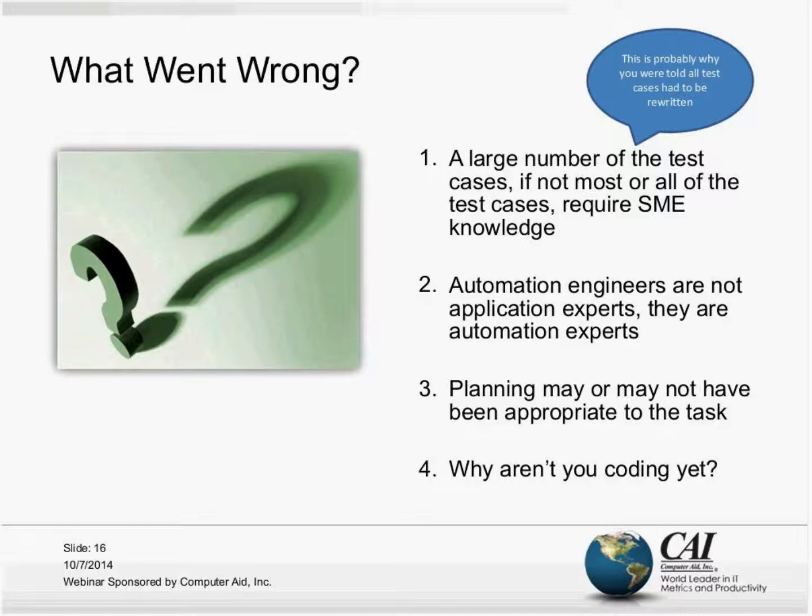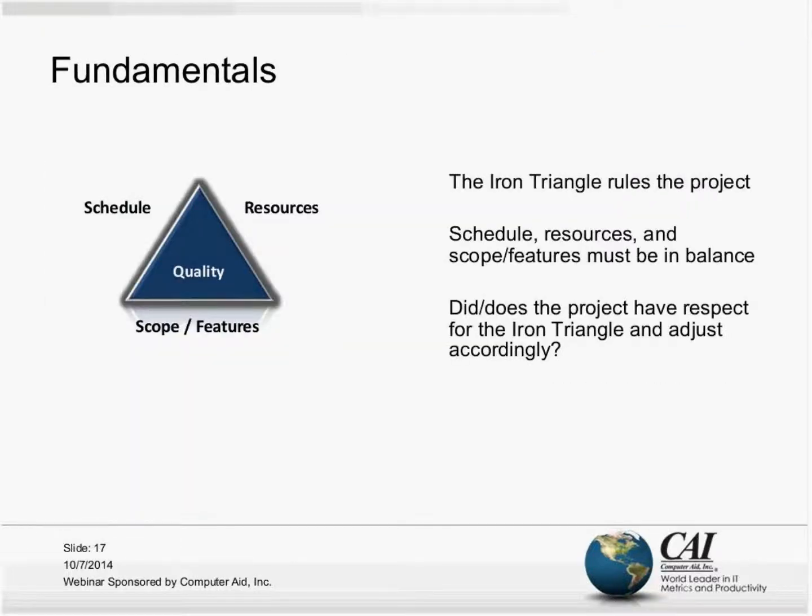So when I said simplicity is the essence of genius, the fundamentals are going to help you keep it simple. And as all the project managers know, and this is the ITMPI, and there's a lot of PMI credits here, project managers are very familiar with this, as are the automation teams. The iron triangle rules your project. Resources and scope features all must be in balance. Project, have respect for the iron triangle and adjust accordingly. Or if you haven't done your project yet, does your project respect the iron triangle, and will it adjust accordingly?